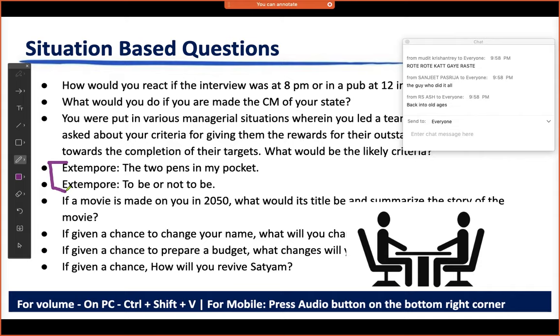Think something a little more positive, dear. Don't think negative. Hypothetical. Nice. Back into old ages. The unpolished diamond. Very nice.